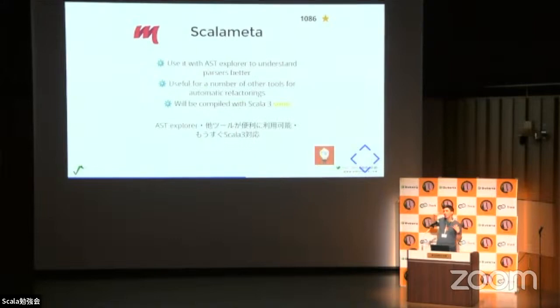There's obviously a lot of tools that use Scalameta, for example, Scalafmt, which I mentioned before. And soon it will also be compiled with Scala 3. It's currently on 2.13. You can use it from Scala 3, but some nice features like quasiquotes will not work. I will not delve into quasiquotes. You can ask me later what that is.